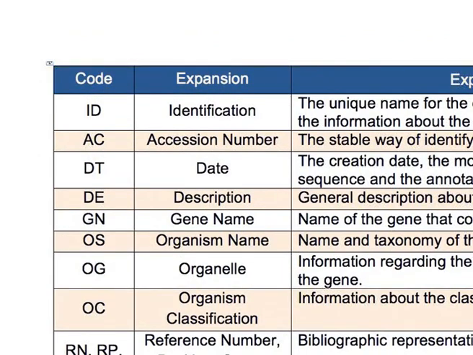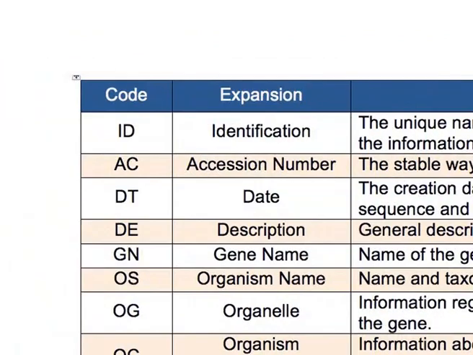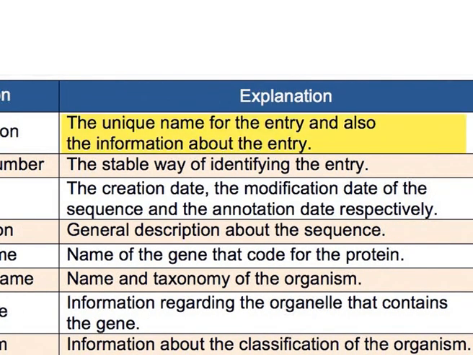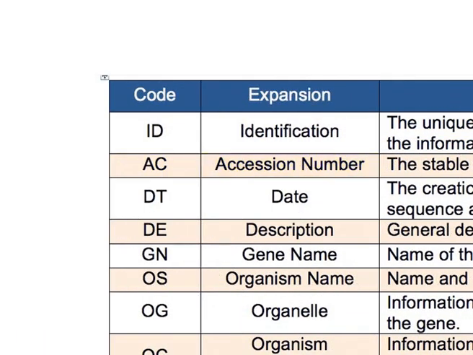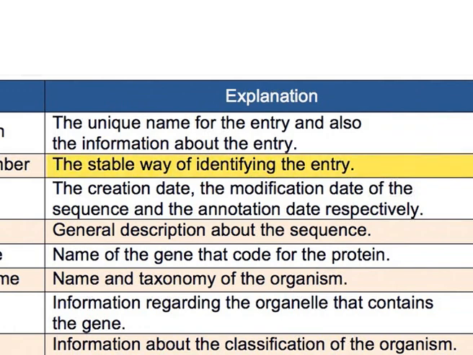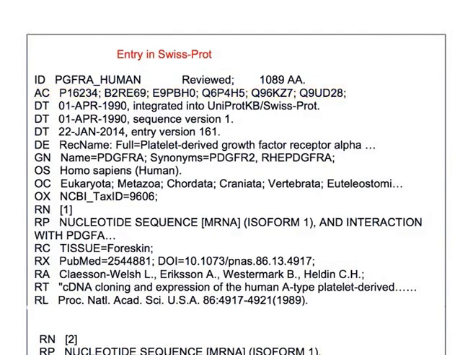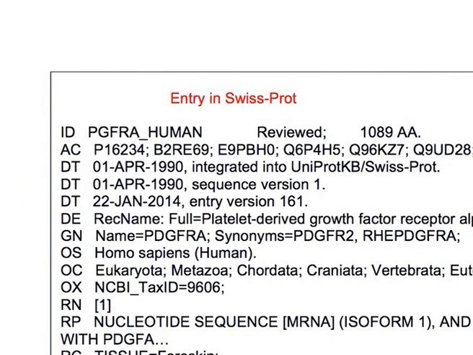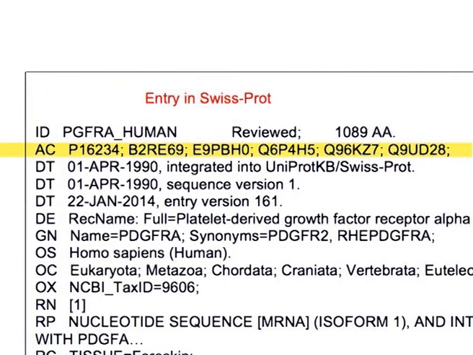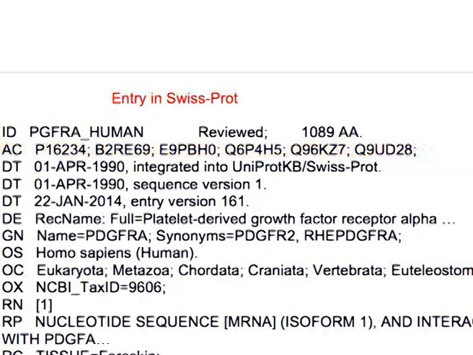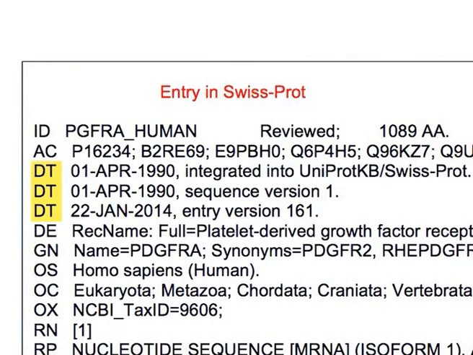First one is code, its expansion, and then the explanation. Code is ID, expansion is identification; it gives the unique name for the entry and also the information about the entry. Then AC, it means accession number. This is the stable way of identifying the entry. The AC number will not change for any entry. If any entry has more than one AC, it shows that the entry is generated by merging multiple entries. DT, it means date. We can see three different dates for an entry. Those are the creation date, the modification date of the sequence, and the annotation date respectively.